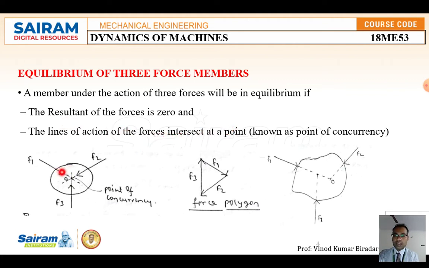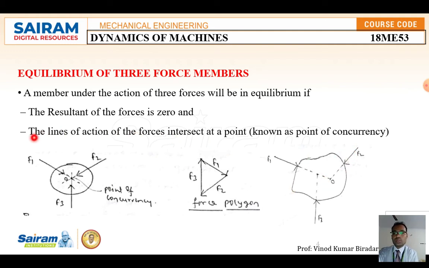So you look at here, all the three forces are acting at a point. That point is called O. That is called the point of concurrency. All the forces acting on a given body or a system should meet at a point. Then only we are going to say that the body is in equilibrium. That is, the three-force member is in equilibrium. Whereas look at this, only two forces are meeting at point O, but F3 is not meeting at point O, so this body is not in equilibrium condition.